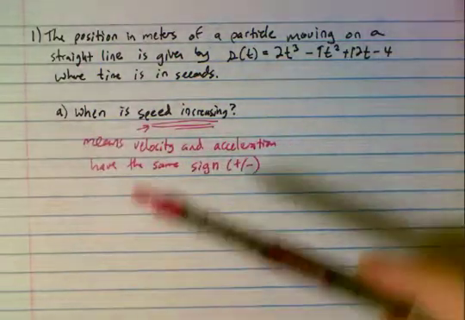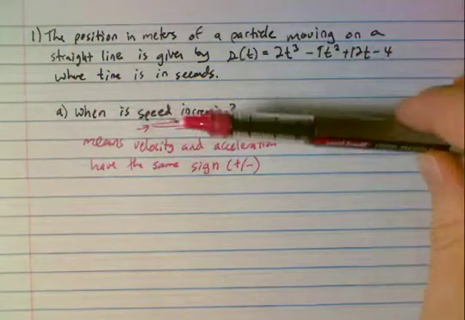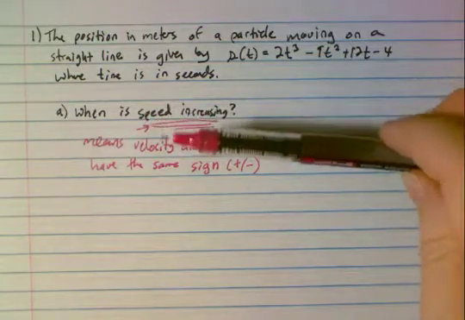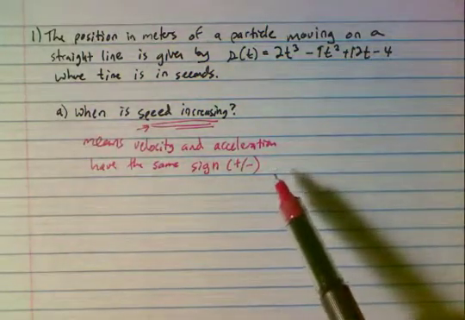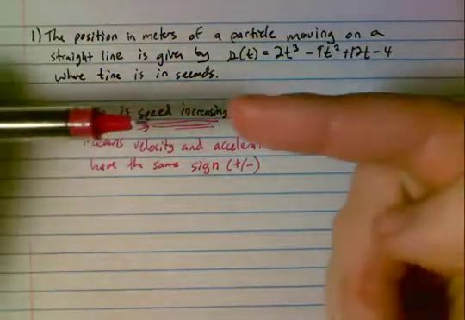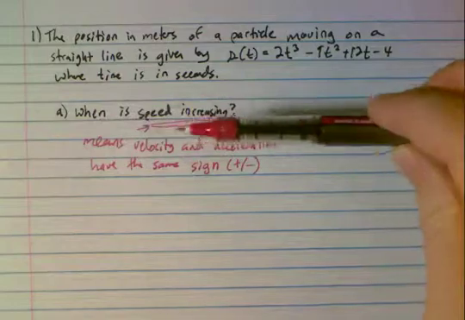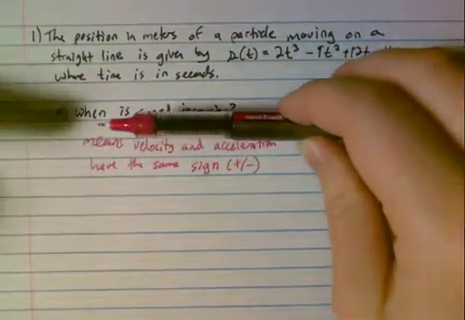Same thing, if they're being pushed to the left, acceleration is negative, and going to the left, velocity is negative, then they're going to be going faster and faster in that direction. But if velocity and acceleration have opposite signs, so if someone is traveling to the right but is being pushed to the left, then they're going to slow down. Going the other way, traveling to the left, being pushed to the right, they're going to slow down.